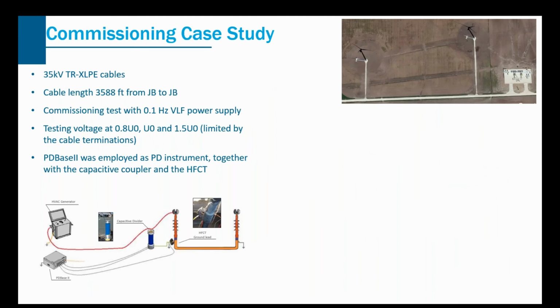So one case study, I'll go through that quickly. This is a commissioning test for the inland wind farm 35 kV TRXLPE cables. The cable length is pretty long. It's over 3,000 feet from junction box to junction box. And we use a VLF power supply to do the test. And the testing voltage, we selected 3 testing voltages. And the highest voltage is not in the range of 2 U0, as it's limited by the cable termination. The cable termination manufacturer has its own spec on the highest voltage that can be applied.